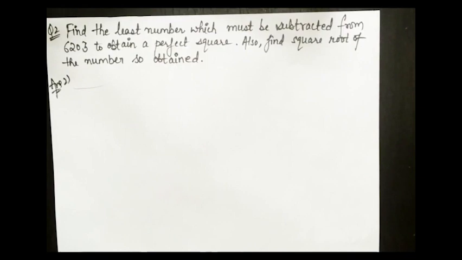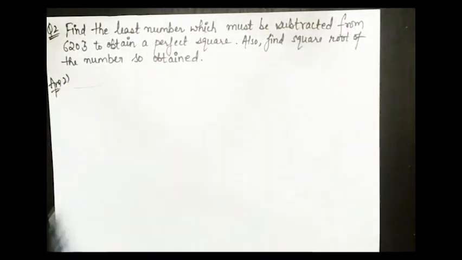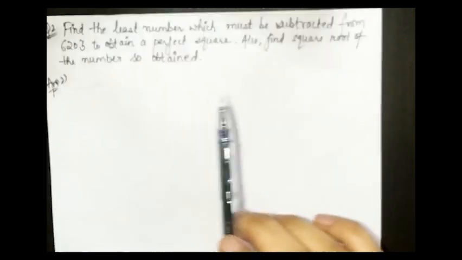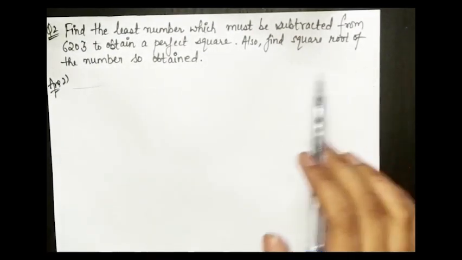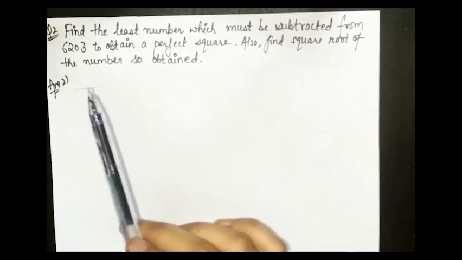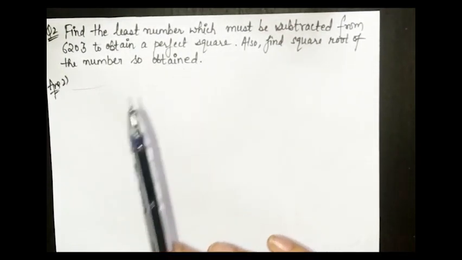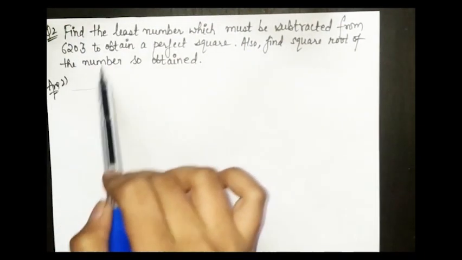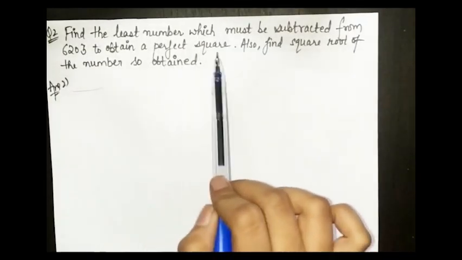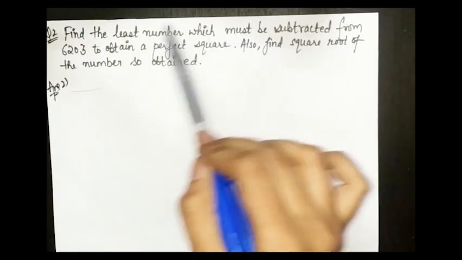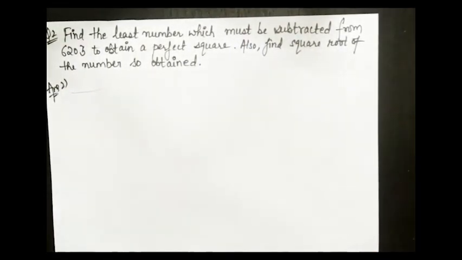The second question is saying: find the least number which must be subtracted from 6203 to obtain a perfect square. Also find the square root of the number so obtained. That means first we have to find the long division of 6203, and if any remainder is left, we have to subtract it from 6203 so that it becomes a perfect square, and then we have to find the square root of that perfect square. So let's do this question.